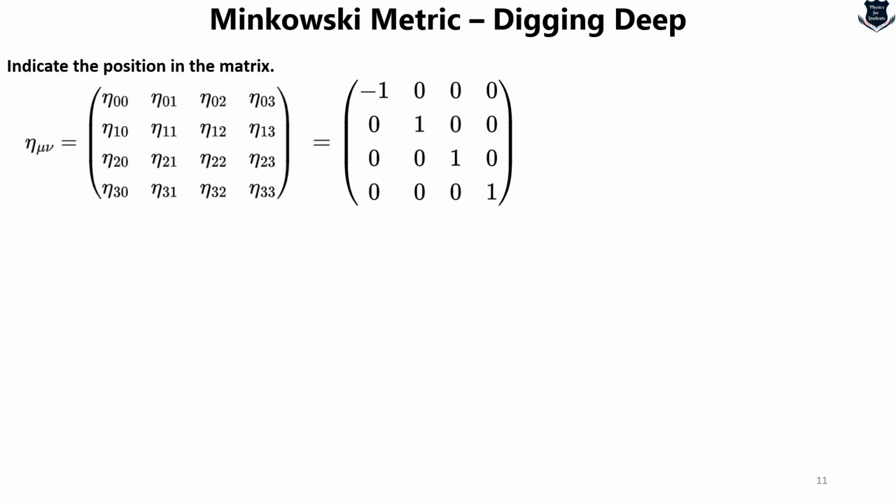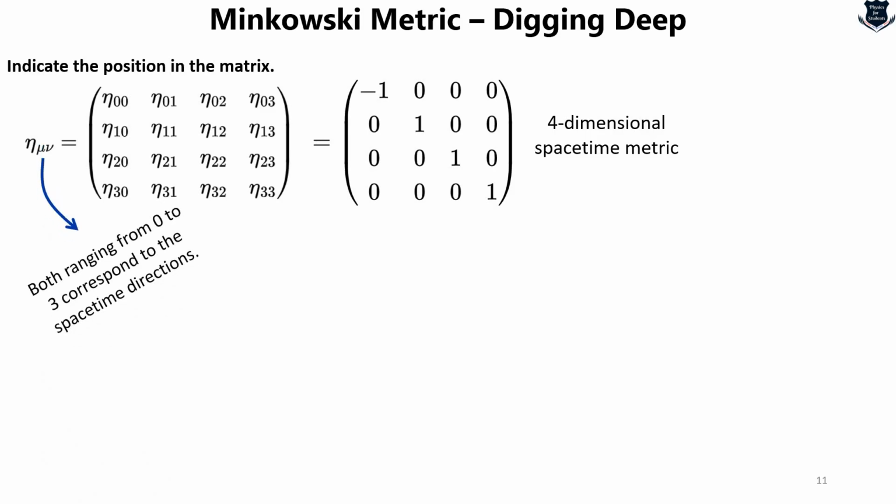On the left hand side you can see eta 00, eta 01, eta 02; these are the positions, and corresponding to each position, on the right hand side, is the matrix which shows you the value. So from here you can see that this is a 4-dimensional space-time metric, and in eta mu nu, mu and nu range from 0 to 3. These are nothing but the coordinates: 0 is the time, 1 is the space x, 2 is the space y, and 3 is the space z.